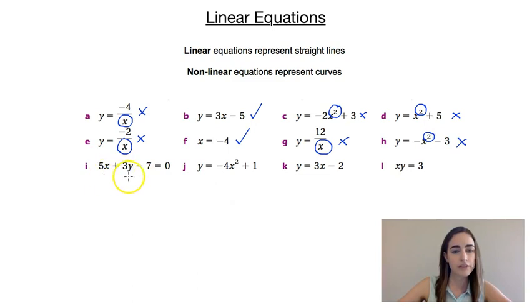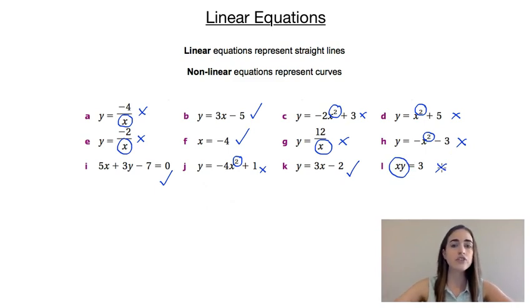This one, we've got 5x plus 3y minus 7 equals 0. This one is linear. It's in general form because it's got everything on one side of the equal sign. The x is positive and they're all whole numbers. This one, we've got a squared again, so that's non-linear. This one, we've got y equals 3x minus 2. That one will be linear, and it's in gradient intercept form again. And this one, we've got xy equals 3. Because the x and y are multiplied together, that's going to be non-linear as well.